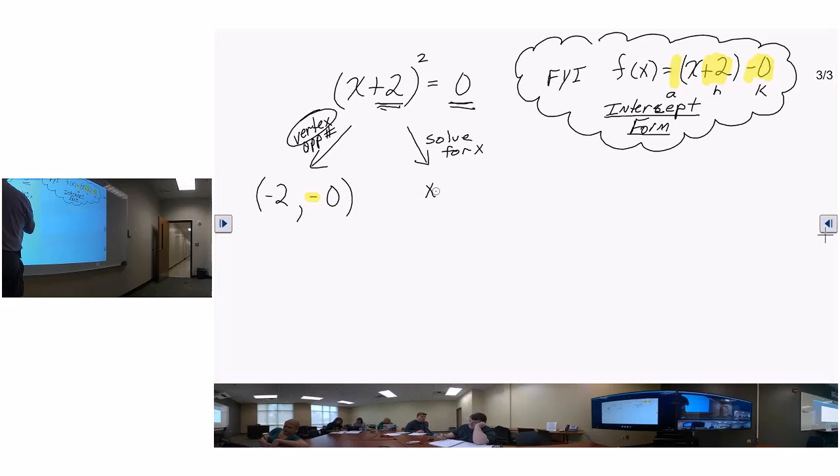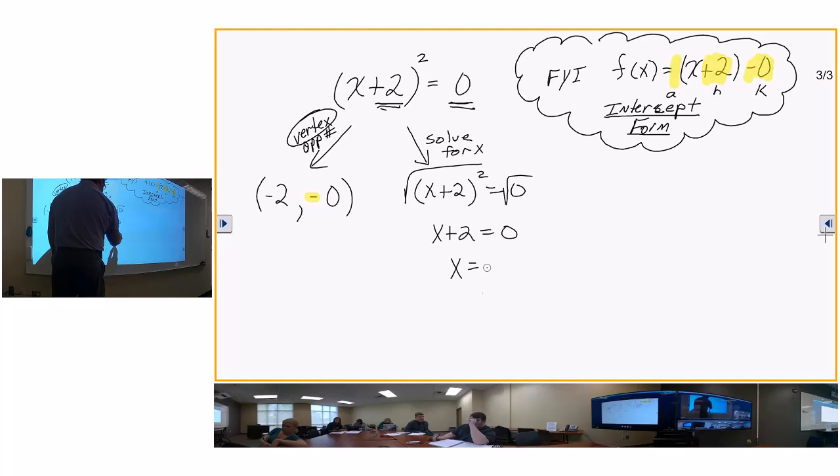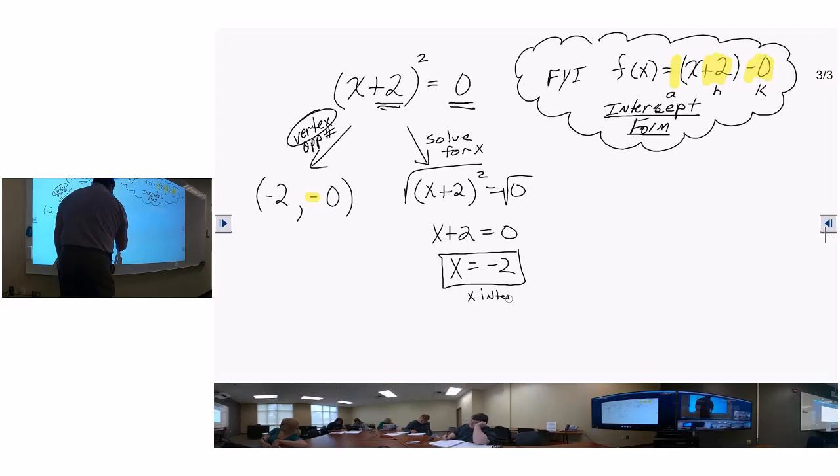So rewrite it. x plus 2, quantity squared, is equal to 0. Take the square root of both sides. x plus 2 is equal to 0. x is equal to what? And that is your x, what? Intercept.